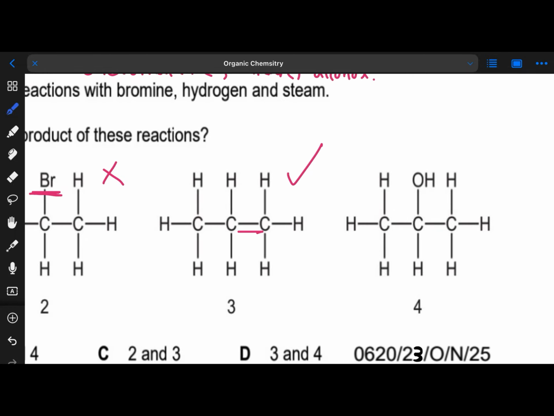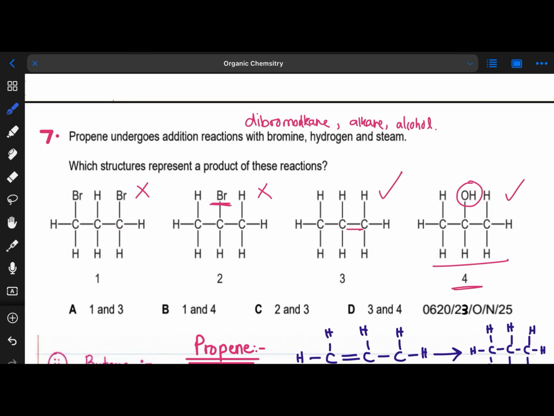Now let's move on to structure 4. Structure 4 is also correct because this represents an alcohol, because it contains a hydroxyl functional group, making it an alcohol. Now this compound is called propan-2-ol. I know that this name seems new to you, but don't worry. We'll study how to name the compounds when we study isomerism later in this chapter. So the correct answer here is D, structures 3 and 4.